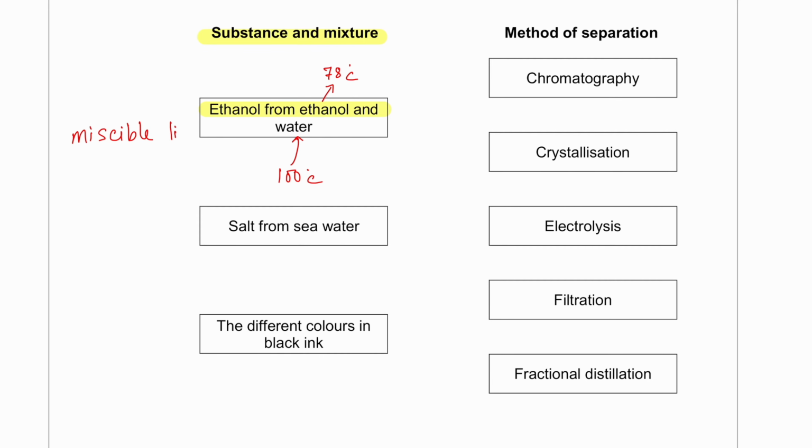When we want to separate miscible liquids that mix together but have different boiling points, we can use the process of fractional distillation. So fractional distillation will be our process.